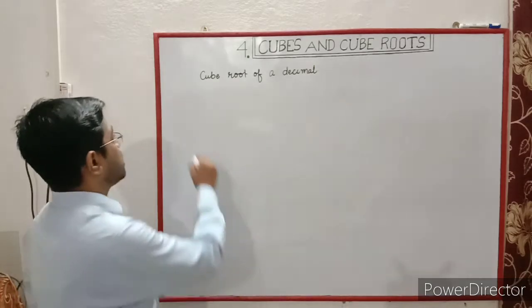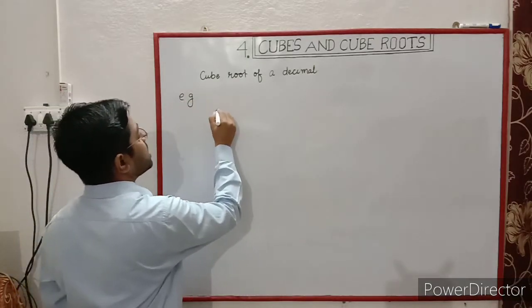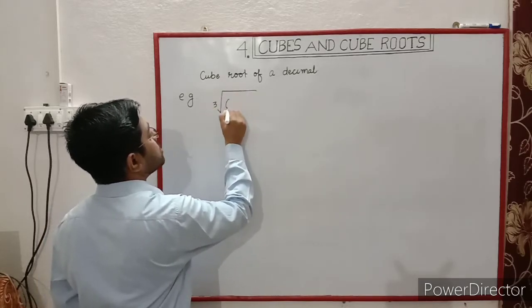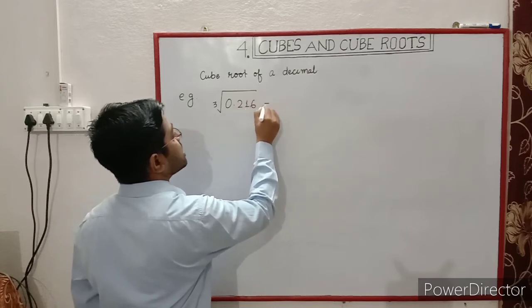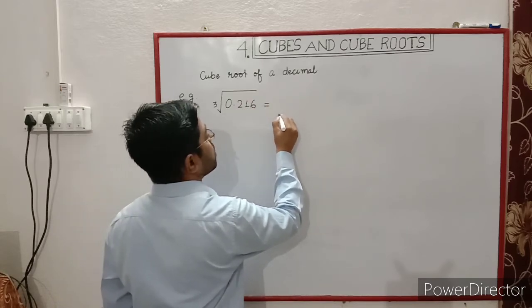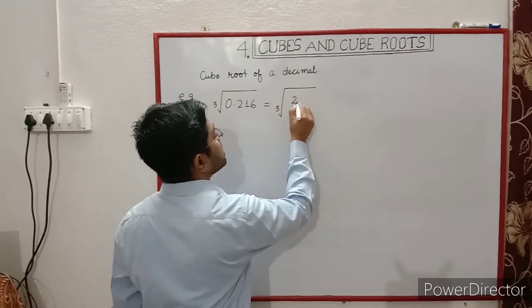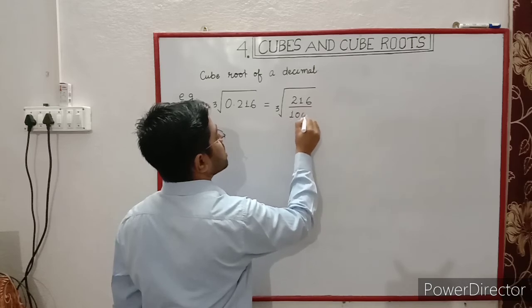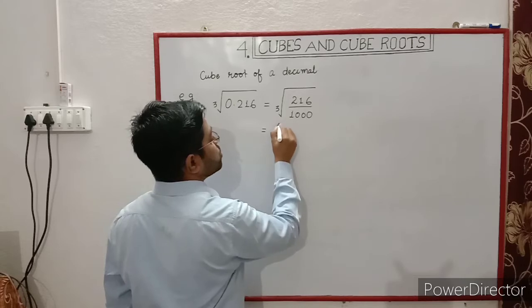Our next topic is cube root of a decimal. Let's see the example. We have to find the cube root of 0.216. So we can write here cube root of 216 by 1000. Now convert into lowest term.